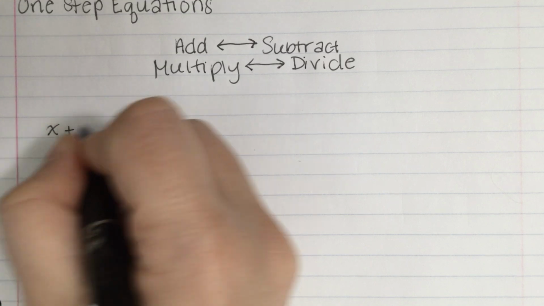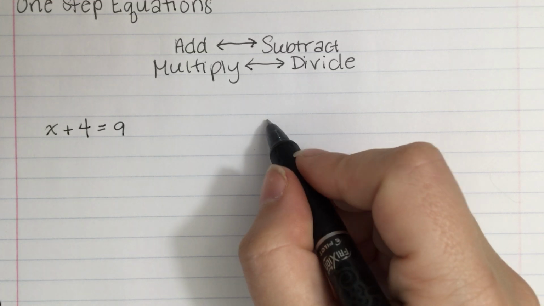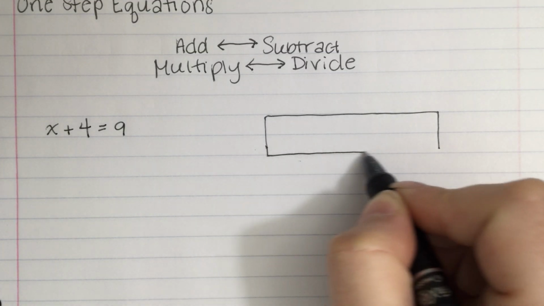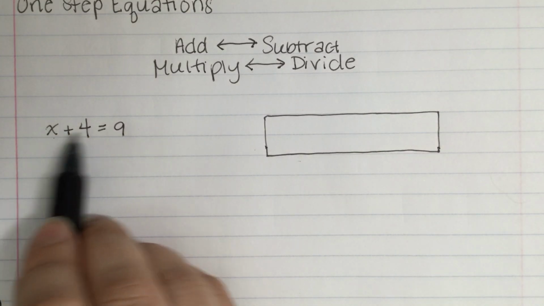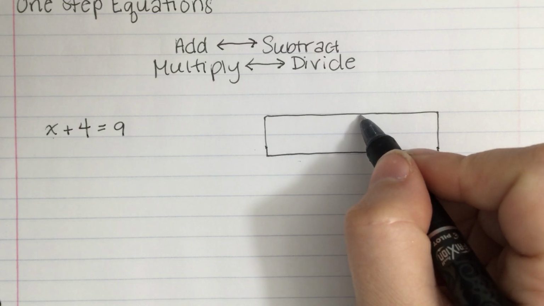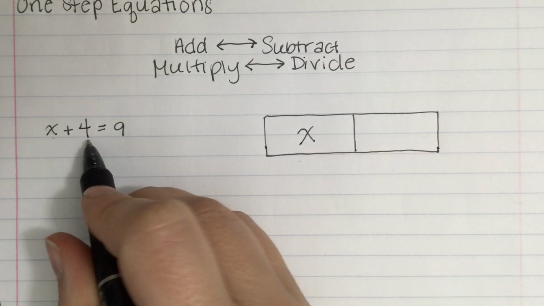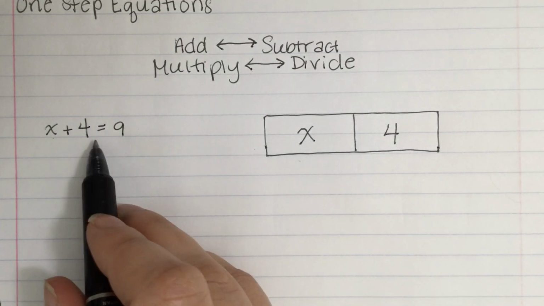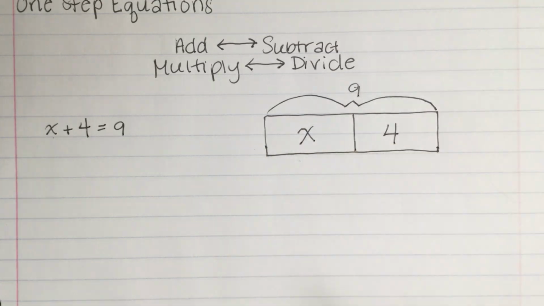If we start with x plus 4 equals 9, and if I were to represent that in a tape diagram, okay, my equation has two terms, and so I would split this into two pieces, one being the x, our unknown, and one being the 4, the part that we do know. And our box as a total, our equation as a total, is 9.